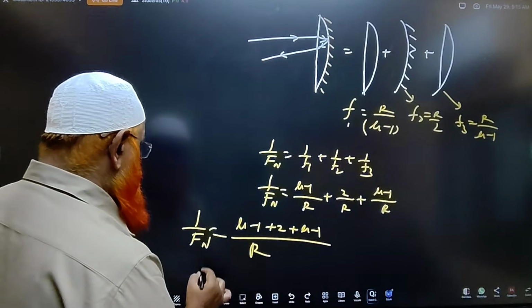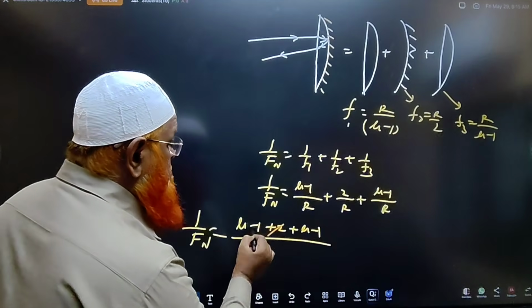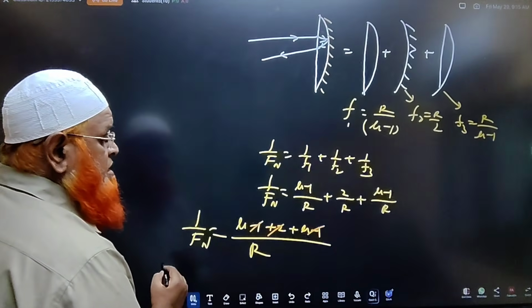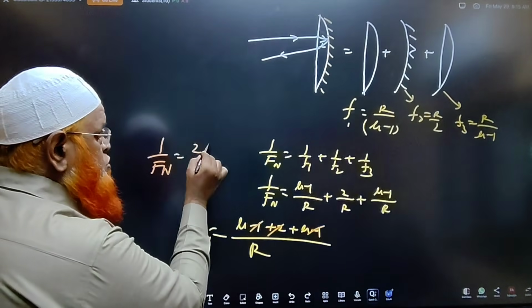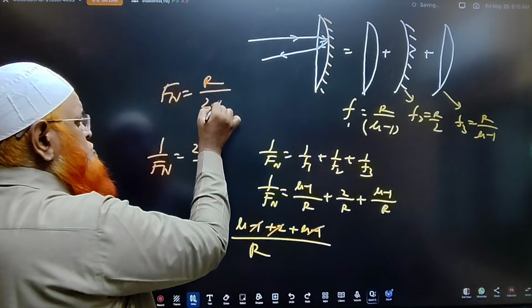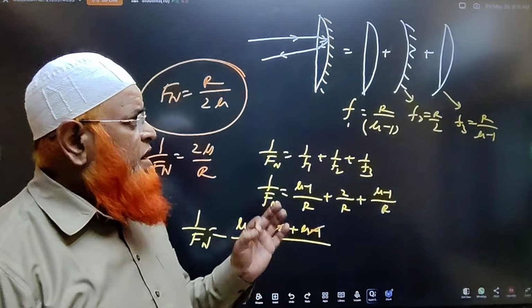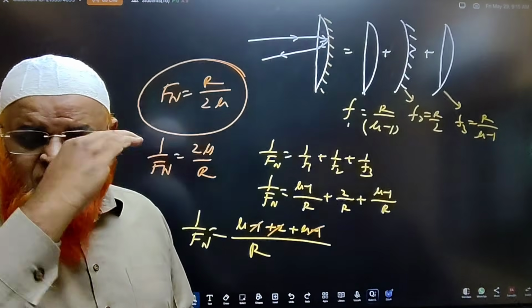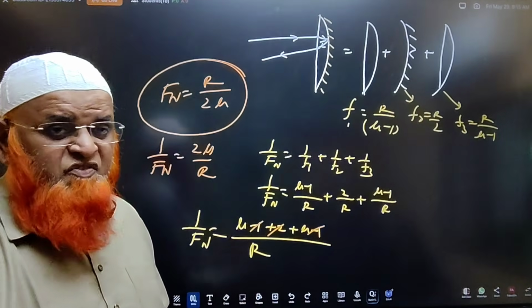Okay, minus 1 is how much? Minus 2. Plus 2 minus 2 gets cancelled. So here, what is the final one? F net is equal to 2 mu by r. So focal length net is going to be r by 2 mu. For what type of lens? Plano-convex lens whose curved convex surface is painted.